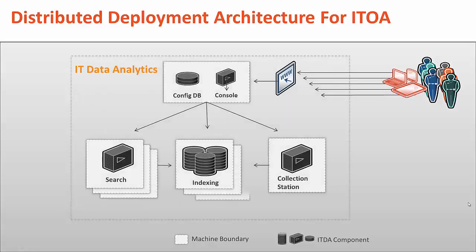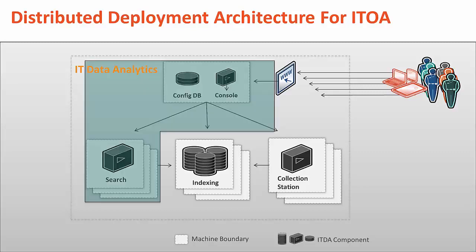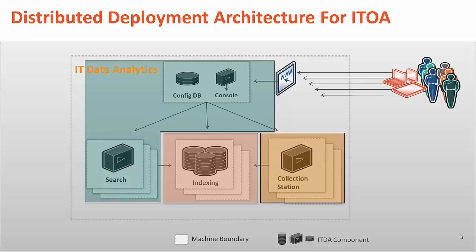The web console, configuration database, and search engine make up one component. The search engine is an item that can be separated out into scaled servers to allow for simultaneous searching. The indexing component can also be scaled out to do parallel operations across multiple servers. And finally, the collection station can have multiple servers to add disparate collection points throughout the infrastructure.